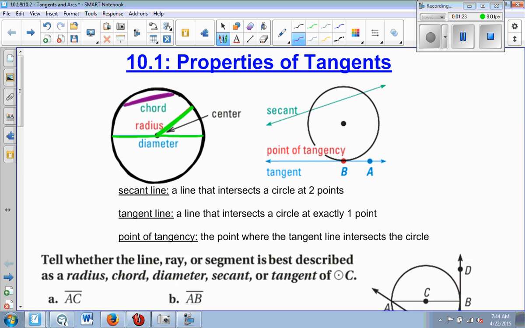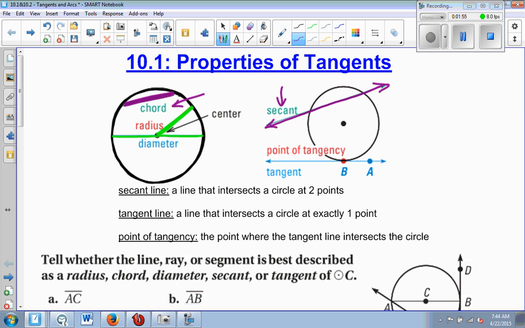Two more vocabulary terms. We've got this line called a secant. A secant line is a line that touches two edges of the circle. However, it passes through the circle. So the difference between a secant and a chord is that a secant is a line that does not have an end and touches the circle twice. A chord is a line segment, so it has endpoints that are on the edge of the circle. Secant is a line, chord is a line segment.